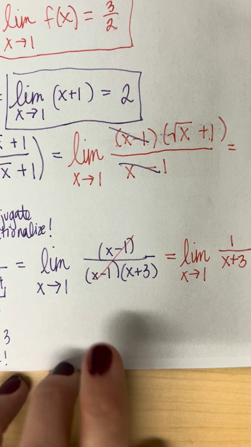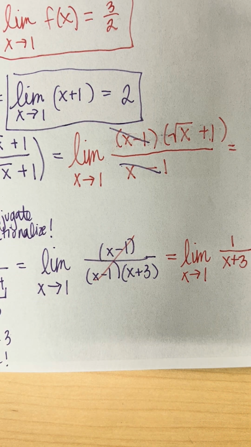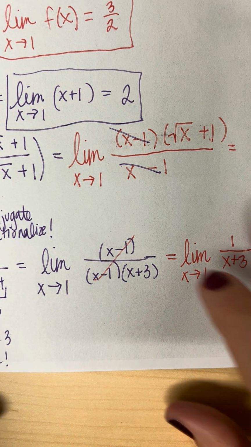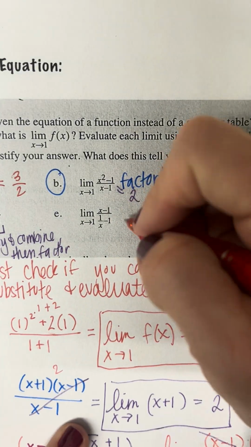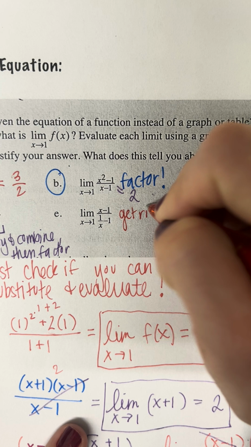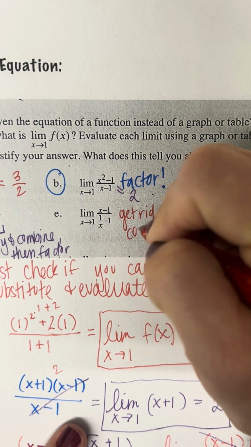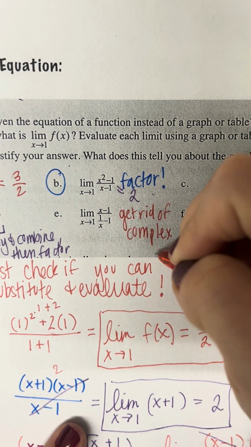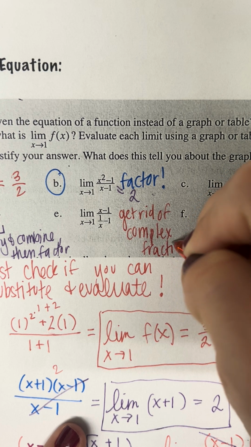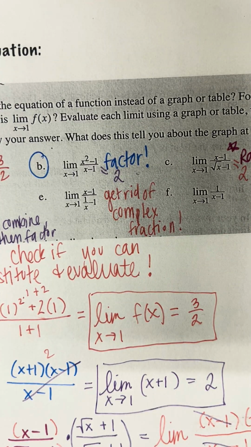Okay, good. All right, letter E. If I look at it, this is a complex fraction, so we need to get rid of the complex fraction. Okay, so let me write that one on the back here. Letter E.